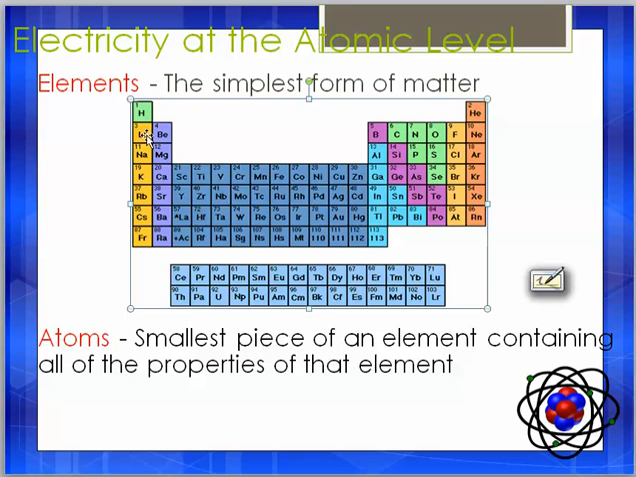So for example, 1, 2, 3, 4, 5, 6, 7, 8. By looking at this, this tells me that my second energy level should be able to hold an additional 8 electrons.